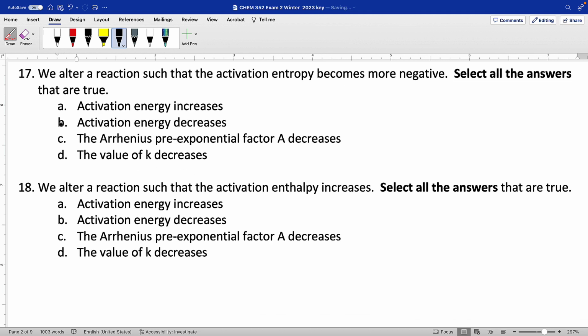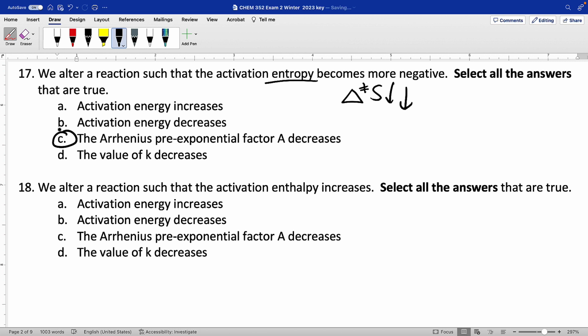All right, so now we have a reaction, and imagine that we're tuning the activation entropy, making it more negative. Okay, so what's that going to affect? We can see that's going to make it harder to put together our transition state, not in terms of energy, but in terms of reducing the microstates of the components as they assemble to become the transition state. So that's going to change our pre-exponential factor A.